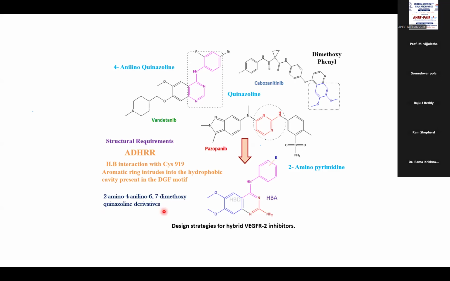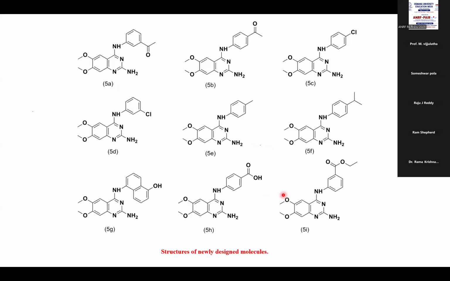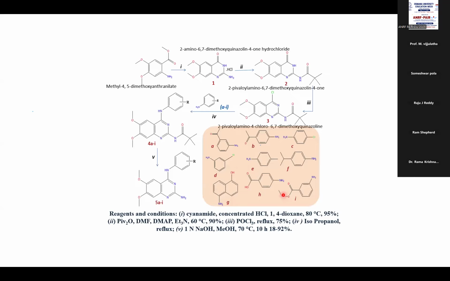So based on this, we have seen whether we have the pharmacophoric features which are required for this molecule. And we came up with an acceptor, a donor, a hydrophobic group, and two rings were also present in this structure. So we designed some more molecules to understand how these will be and tried to synthesize these molecules using this strategy, where we have taken methyl 4,5-dimethoxyanthranilate and tried to cyclize this molecule. And then we got the final molecule.